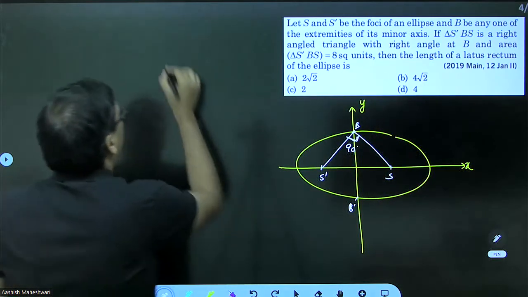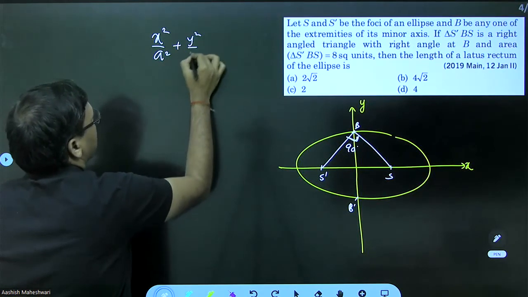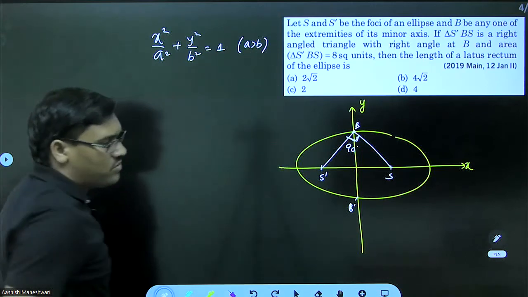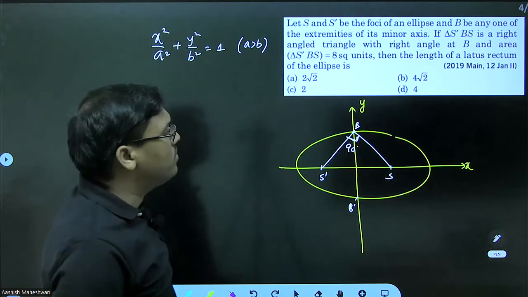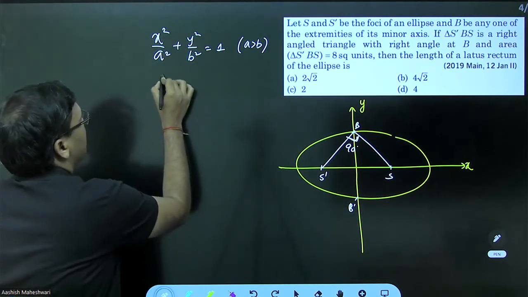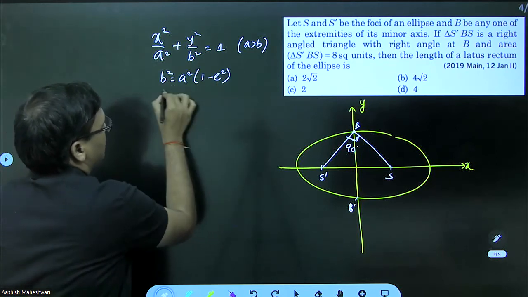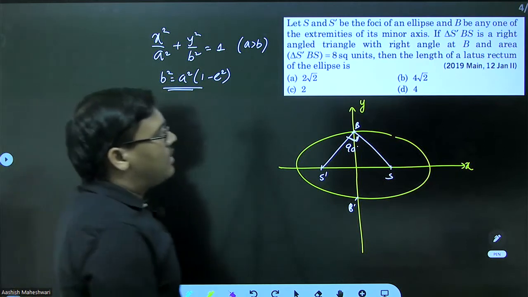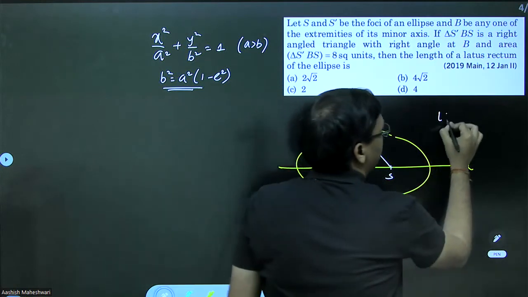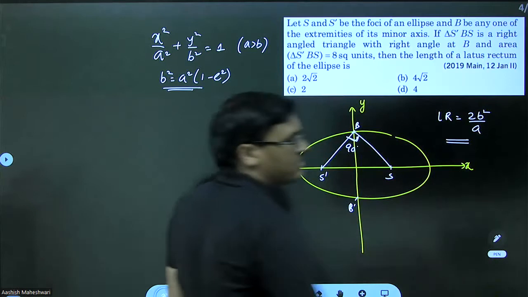So again, let's assume the ellipse x square upon A square plus y square upon B square equal to 1. Here I have taken A greater than B. You can solve the same question by taking B greater than A also. Now see, if you have A greater than B, what is the relation? B square is equal to A square into (1 minus E square). This is the relation between A and B. Now you have to find the values of A and B, because what is the latus rectum here? In this case, this is 2B square by A. This is the latus rectum of this ellipse.